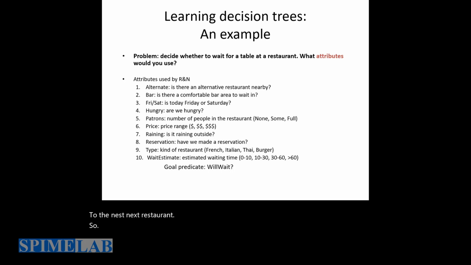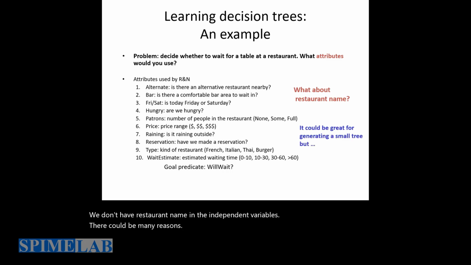So the dependent variable here is will wait, which is a binary variable. Independent variables are these 10. Notice we don't have restaurant name in the independent variables. There could be many reasons. If we know the restaurant name, well, sometimes restaurant name determines whether people will stay or move on. If it's a so-so restaurant, people will just move on. But if it is someplace exotic, people would try to wait. So the restaurant name will have some implications on the learning problem.